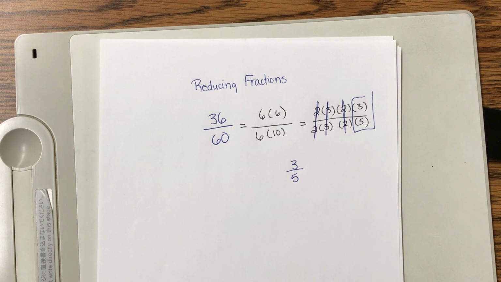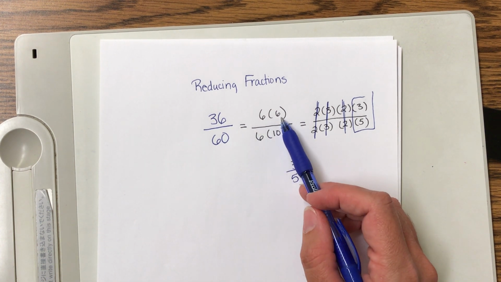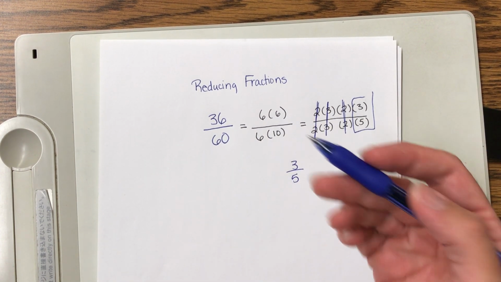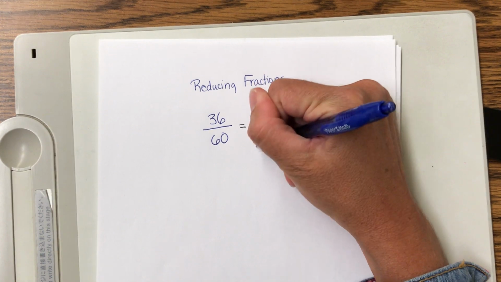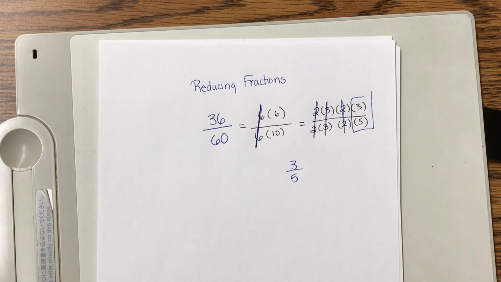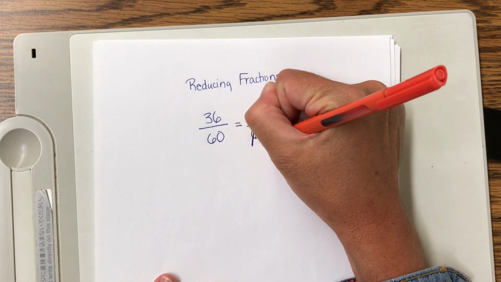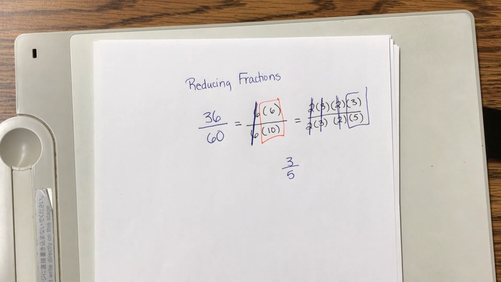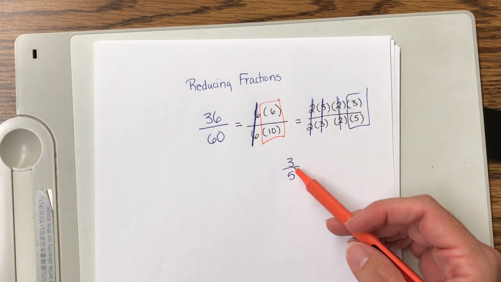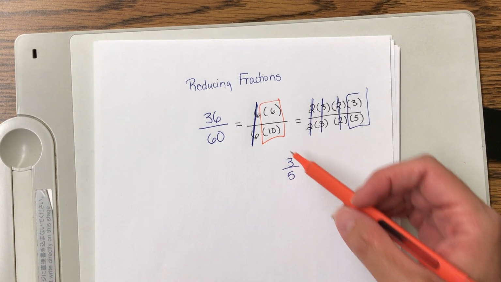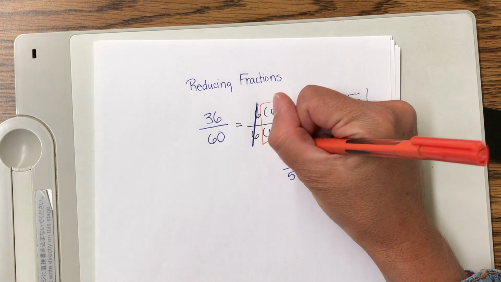Well, there are a lot of ways I could have saved myself some steps when I broke down 36 as 6 and 6 and 60 as 6 and 10. I could have started here and seen, oh, hey, my 6's cancel and I'm left with 6 over 10. But as we just learned, 6 over 10, well, we can reduce that down even further, and so that reduces down to 3 over 5.